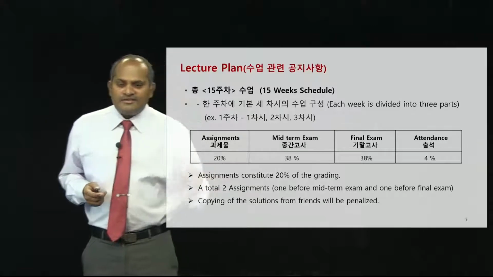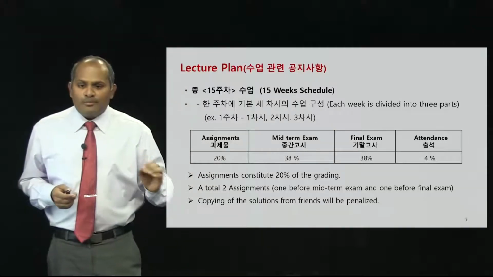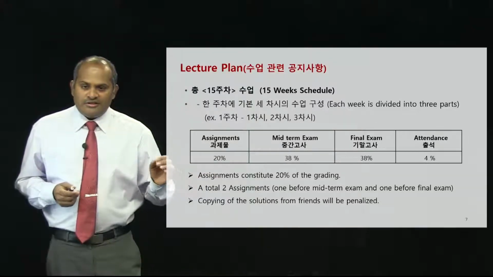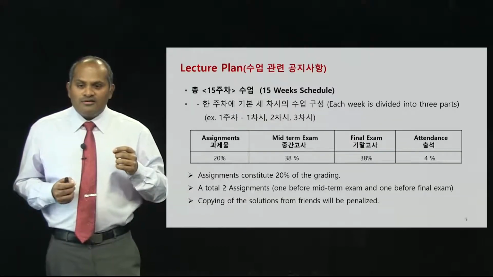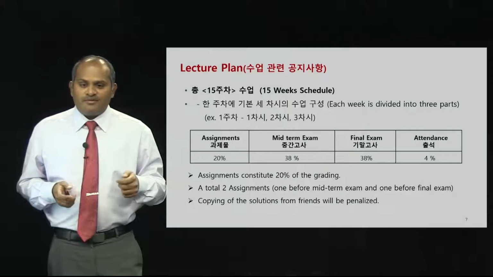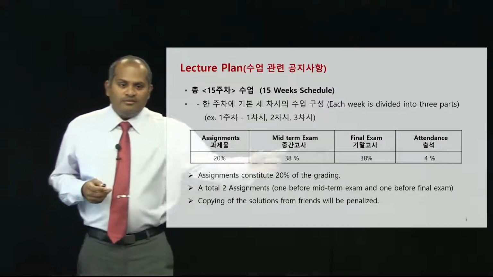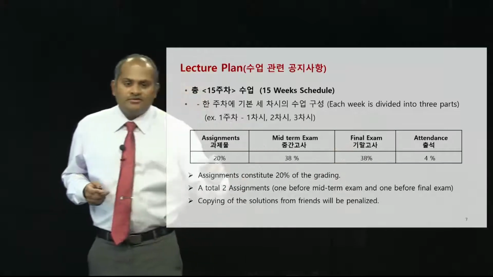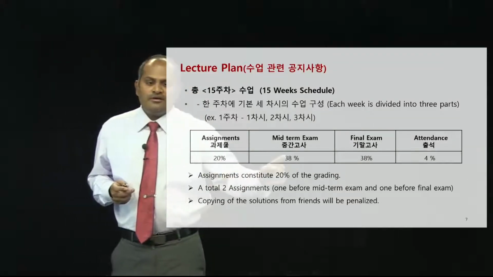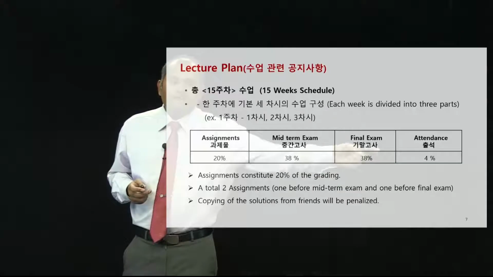Most important in assignments, do not copy from your friends. Assignments have to be handwritten, and you should provide the original copies for me. So, based on this one, the grading will be performed. So, assignments are 20%, midterm 38%, final 38%, attendance 4%.